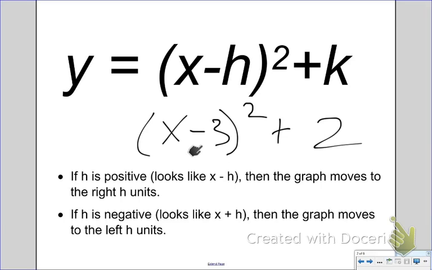H is where? It's not on the outside. It's on the inside of the parentheses. So the horizontal shift comes from the inside. Moving it left and right comes from the inside. If you're adding a number on the outside, that's the vertical shift that shifts it up and down. All right? And we're going to see that today as well.